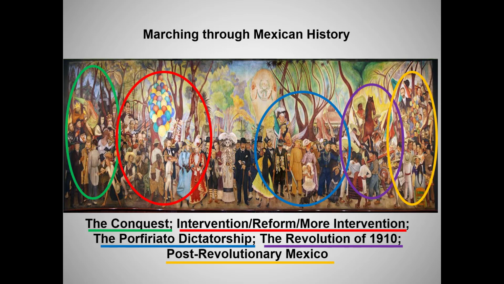Next came the dictatorship of Porfirio Diaz, circled in blue, followed by the Revolution of 1910, circled in purple, and finally, on the far right, circled in yellow, we see post-revolutionary Mexico. That is the modern Mexico of Rivera's day.